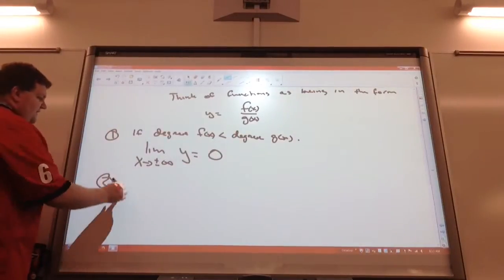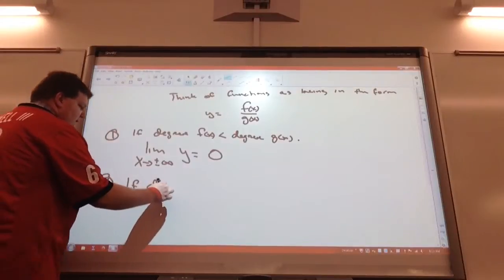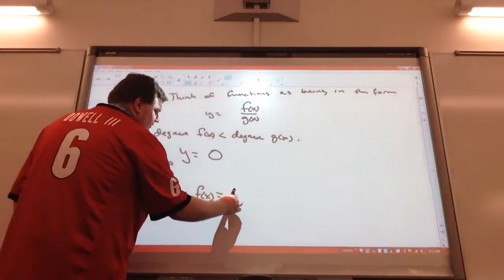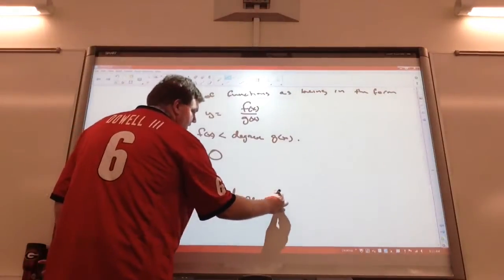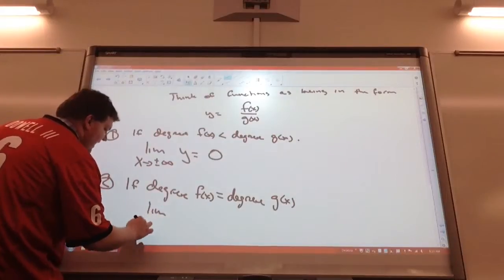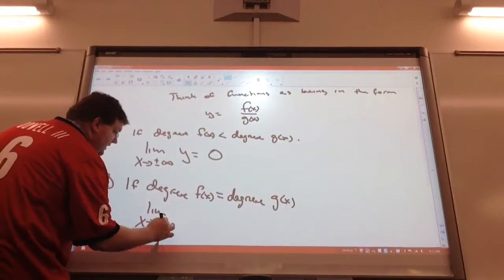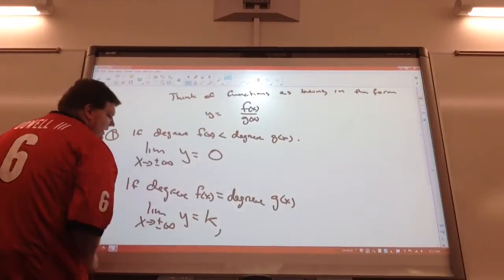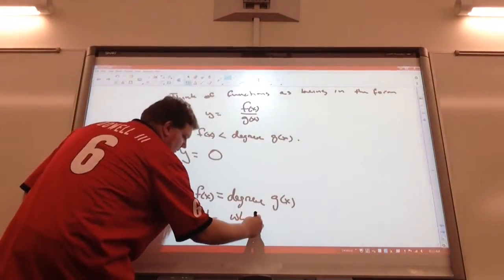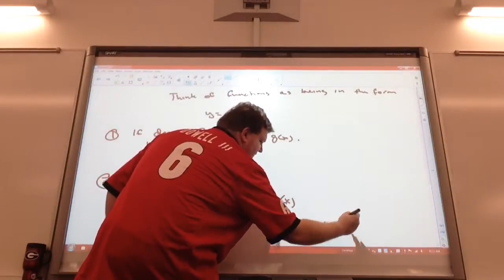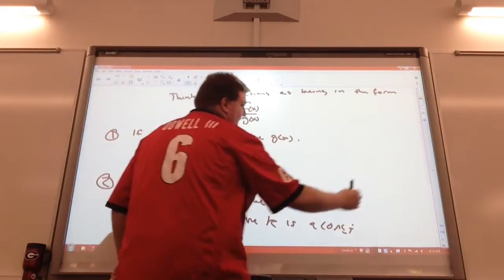Our second case is if the degree of f of x is equal to the degree of g of x, then the limit as x goes to plus or minus infinity of the function is equal to some constant, k, for constant, because of course constant starts with a k.